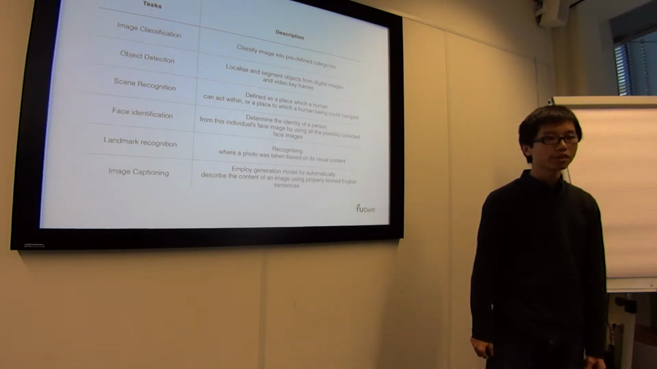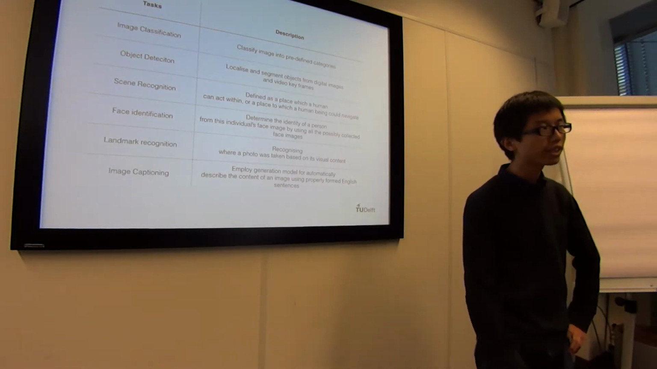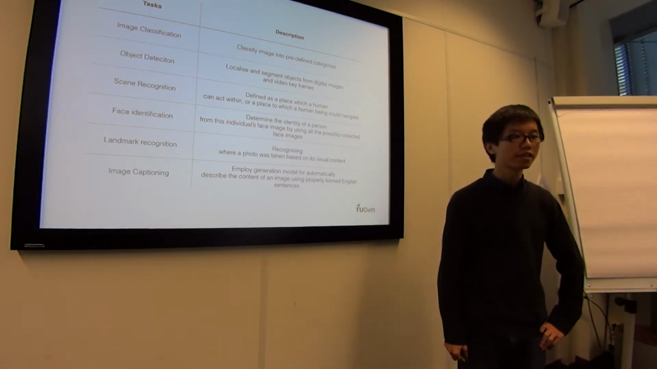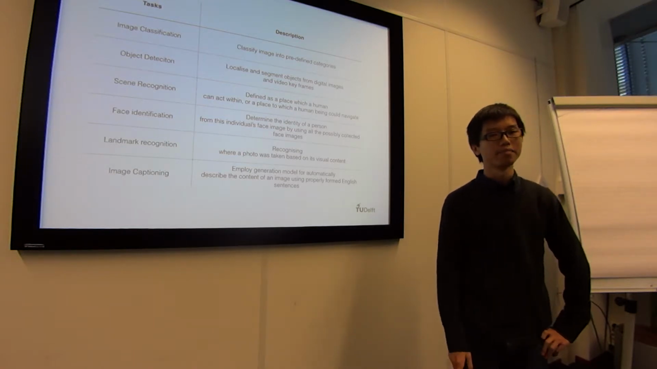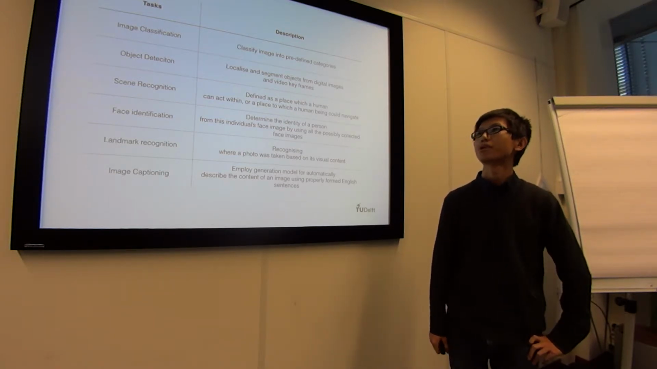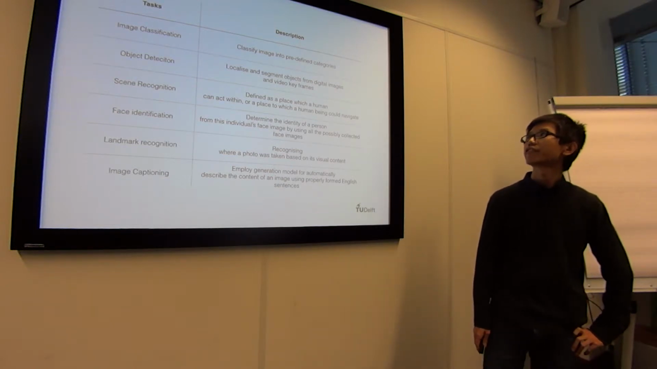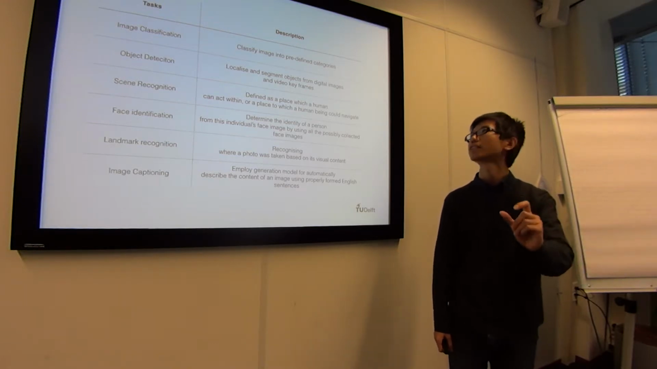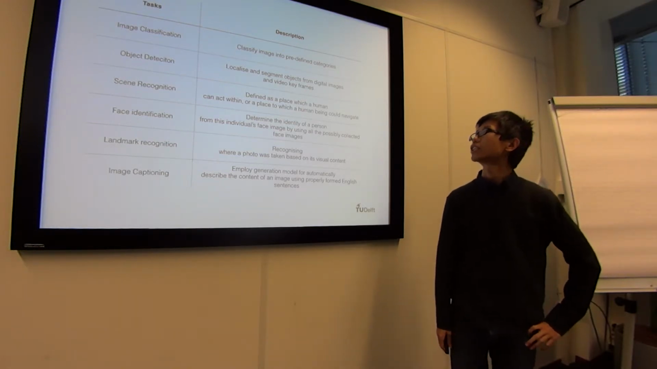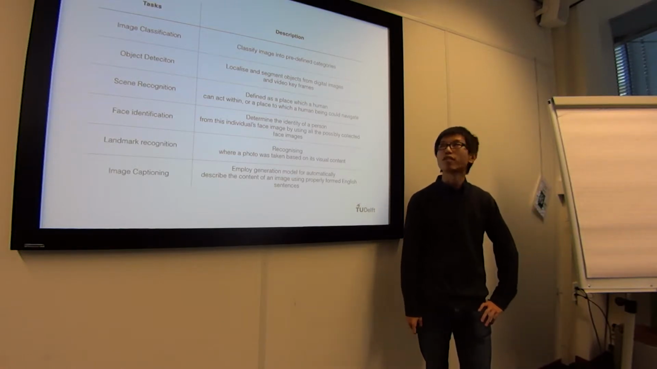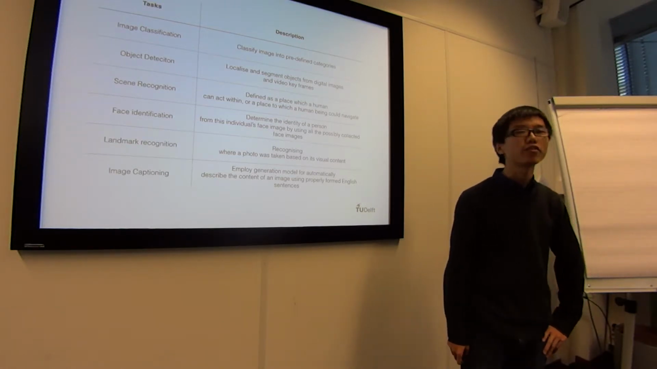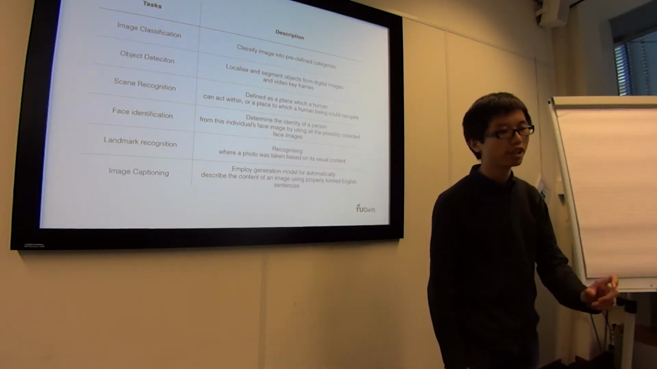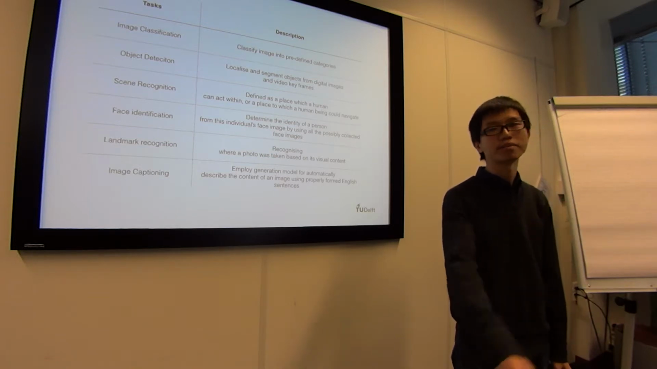If we look at the current development in deep learning for different tasks, I personally think these six categories might be further applied to concept-based multimedia search re-ranking. The first one is image classification. We try to use deep learning to classify whether this is a dog or a cat. The second one is object detection. We localize and segment objects from digital images and video keyframes. The third one is scene recognition. For example, we try to recognize whether this is a road or a sky or something like that.